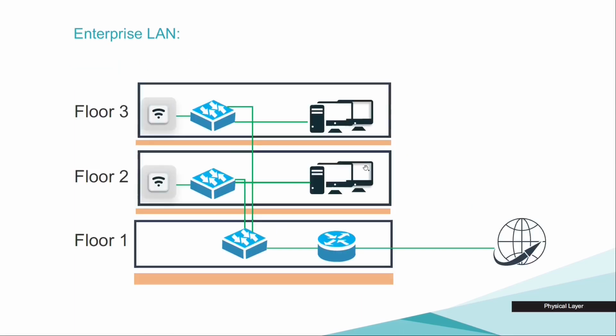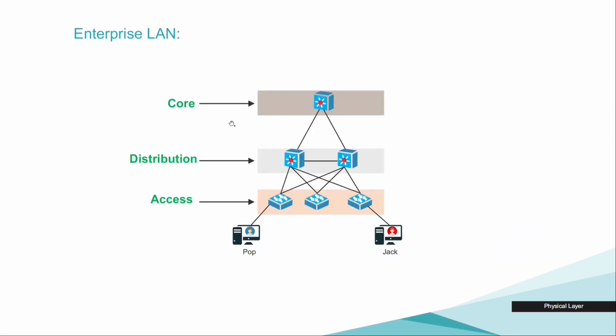For CCNA, we will focus on the enterprise LAN. So enterprise is a medium-sized network, and it's a type of organization-size network. Inside this network, we will find multiple floors, multiple switches on those floors, and multiple users. So how will the network look? The enterprise network consists of 3 layers.